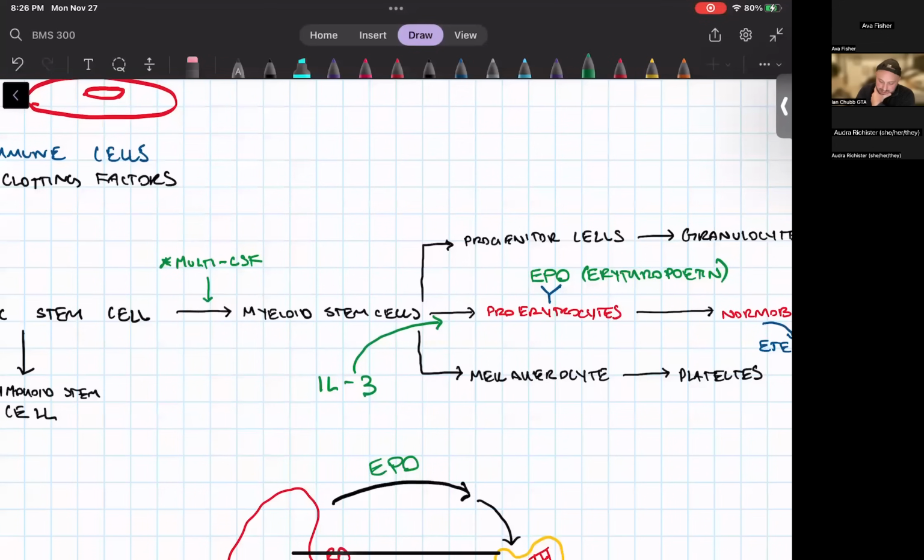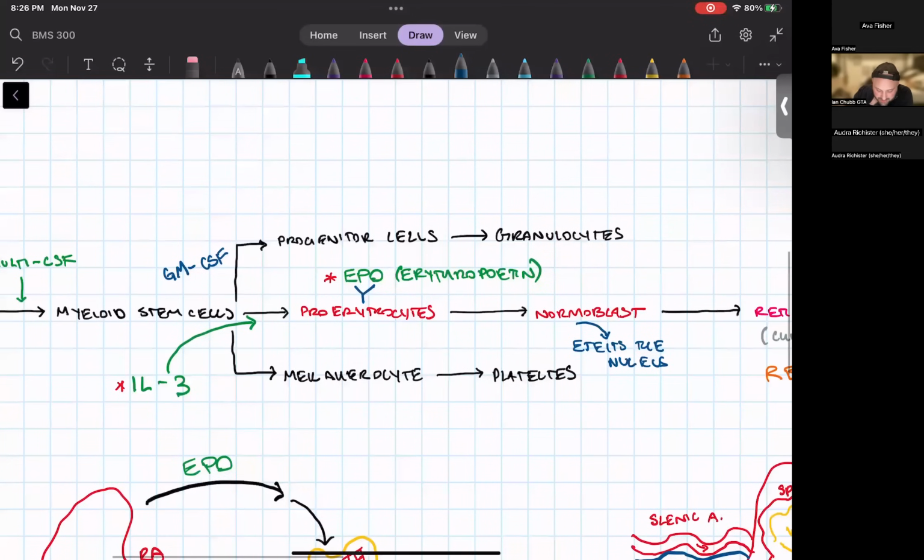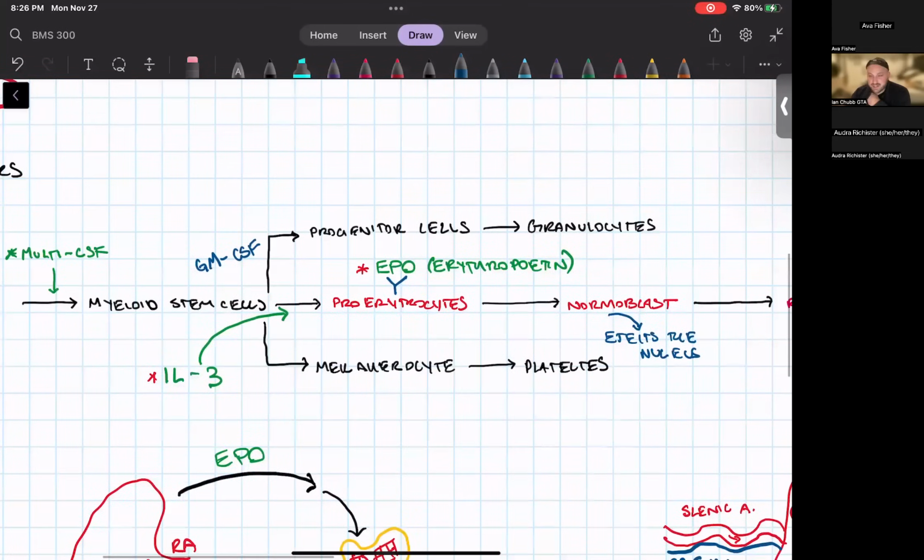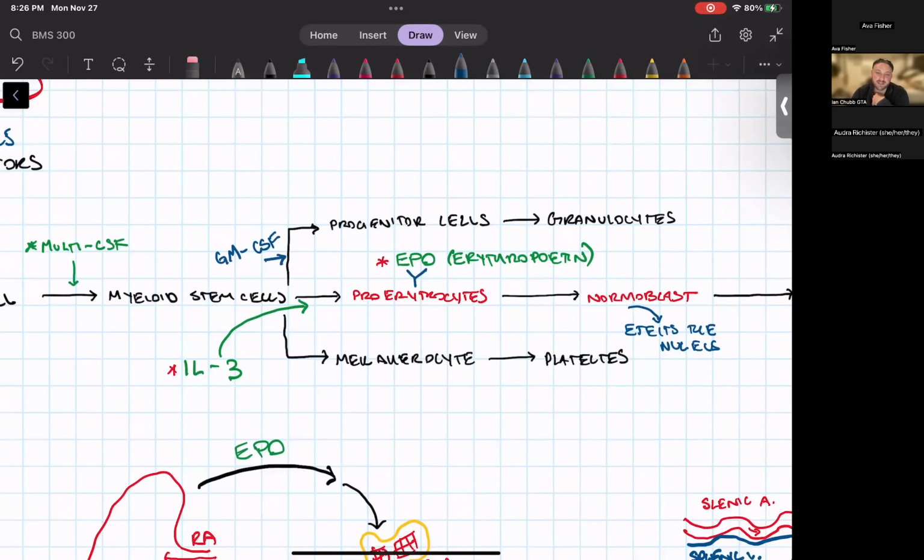Okay, so we know to get to the erythrocytes, we need that EPO. We have some interleukin-3, kind of the big ones. Now from here, to get from a myeloid stem cell to the progenitor stem cell, we're going to have something called GM-CSF. So this is going to stimulate the production of our granulocytes. So those progenitor cells become granulocytes. I guess I could add an arrow. So we need that in order to actually proliferate into the progenitor cells.